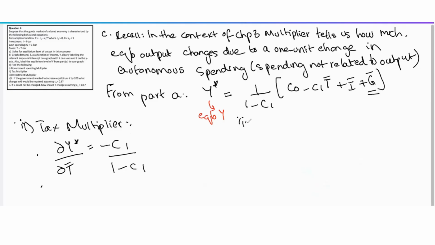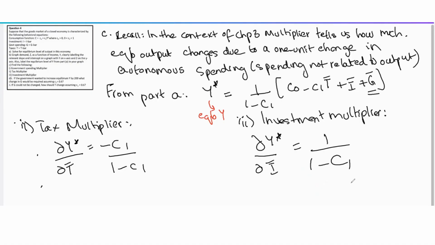If we want to find the investment multiplier, it would tell us how much equilibrium output changes due to a 1 unit change in autonomous investment, which is I bar. So it will just be partial Y star by partial I bar, equal to 1 by 1 minus C1. So in this case, we can find multipliers in chapter 3. Now, let's do the next part. Now it's part D.